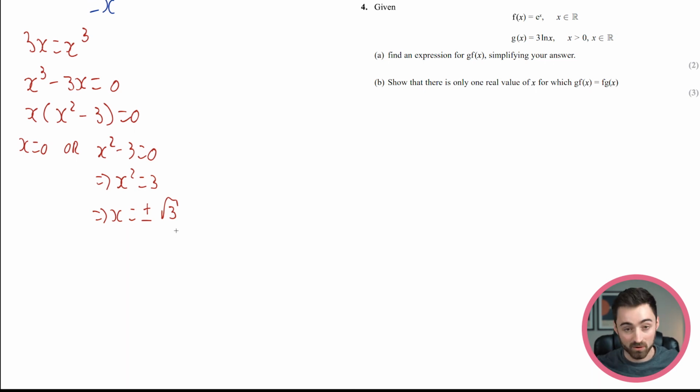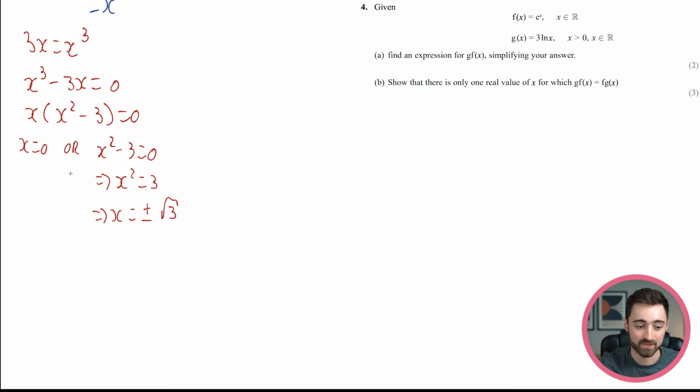So I hope I've not made a mistake. I might have done, but I'm going to check the question first. If the question doesn't have anything like that, I've probably messed something up somewhere. Okay, let's have a think. Look at how these functions are defined. Specifically g of x. Look at the domain of g of x. It says that x has to be greater than 0.